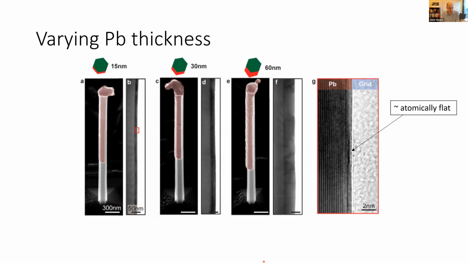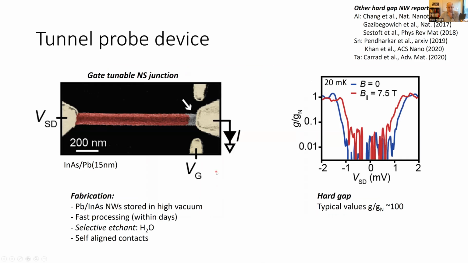For the last few minutes of the talk, I'll just give some examples of transport spectroscopy. In this case, it's a simple NS junction where a normal region is used as a tunnel barrier to do spectroscopy of the proximitized area. Spectroscopy is shown on the right at zero field and at finite field, in this case 7 Tesla, shown in red. We see again something that looks like a hard gap. It's probably a pretty metallized wire, but yet it is spectroscopy of the hybrid wire.